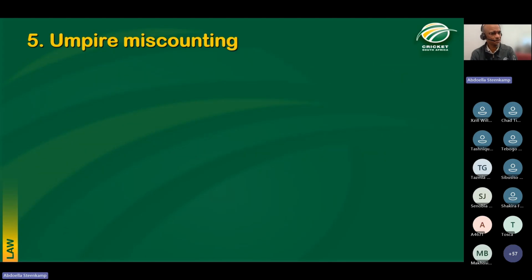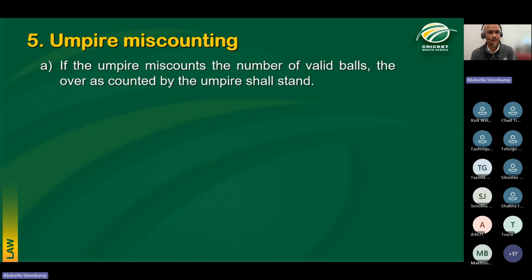What happens if an umpire miscounts? Let's see what the law tells us. If an umpire does miscount, and we try not to miscount, but we do, what happens? The law tells us that the over as counted by the umpire stands. So if the umpires allow a 5 ball over, that 5 ball over stands. If the umpires allow a 7 ball over, that 7 ball over also stands. So it is a very important part of our job that we try to get our ball counting spot on.